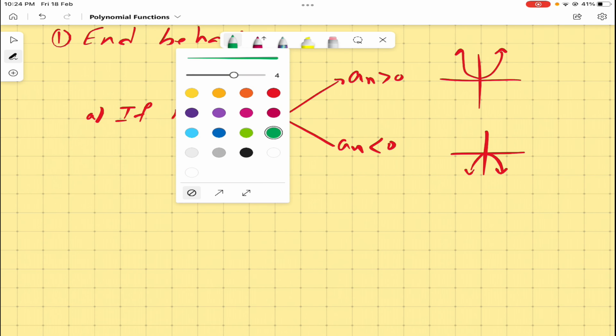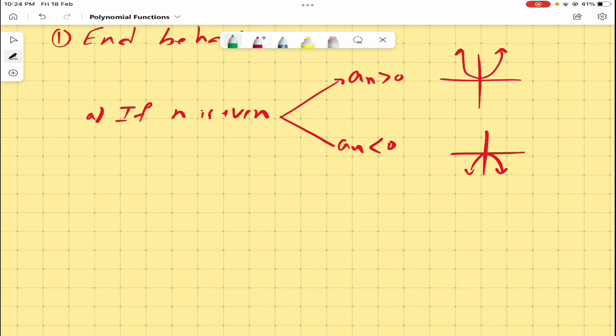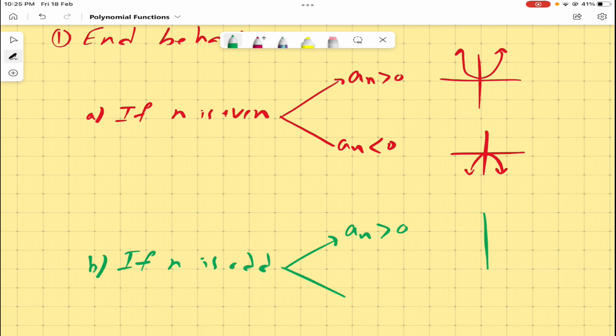Second case, if n is odd, also we look at the leading coefficient. If the leading coefficient is positive, then one arm up, the right one up, and the left one down. If the leading coefficient is negative, then the left one is up and the right one is down.